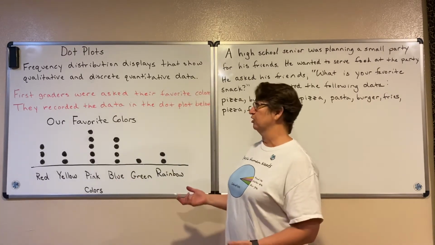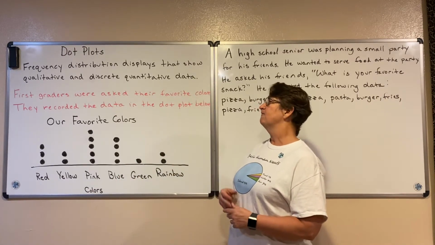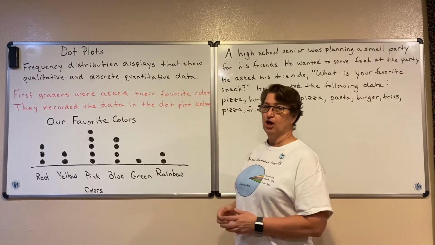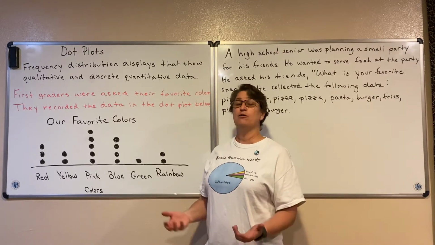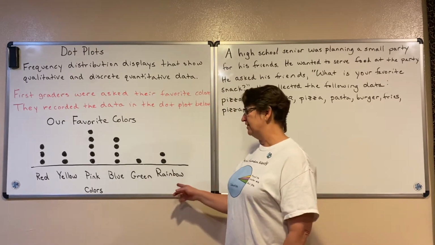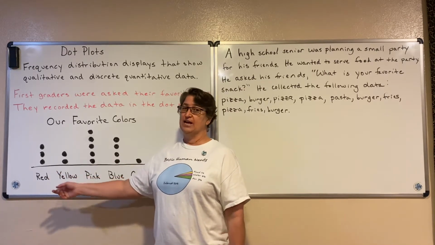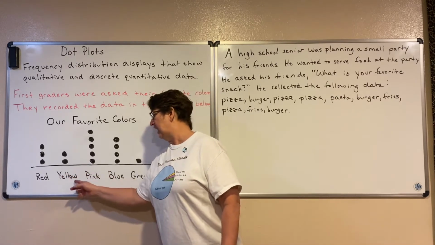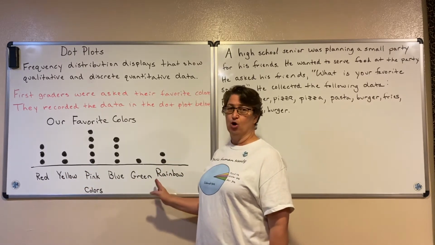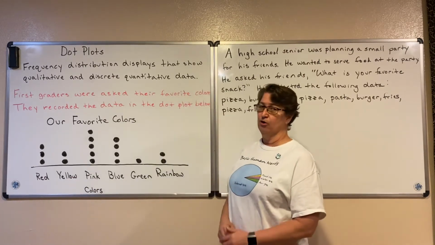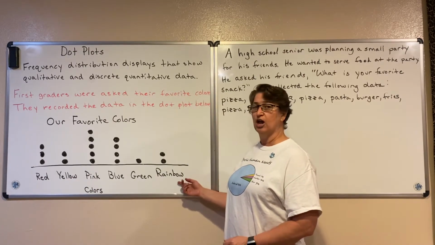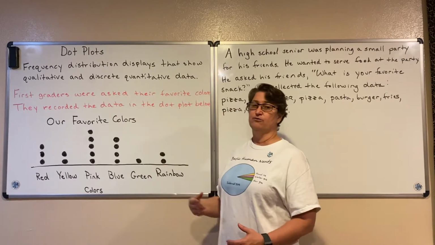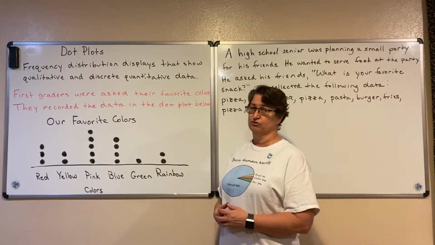Let's look at this particular one. The data says first graders were asked their favorite color. They recorded the data in the dot plot below. We could kind of tell that from the dot plot itself. We see that there were colors. That was the data recorded. That was our variable, the colors. So red, yellow, pink, blue, green, and rainbow. Those colors are our variable, and these were the colors chosen by the students. And you can tell that also from the title, that they were choosing their favorite colors.